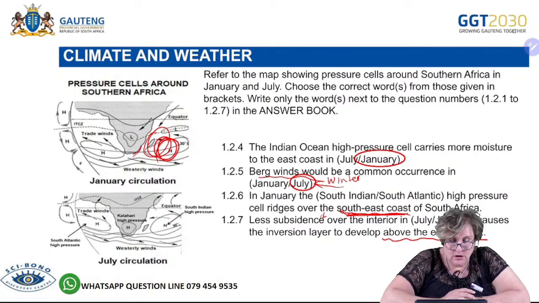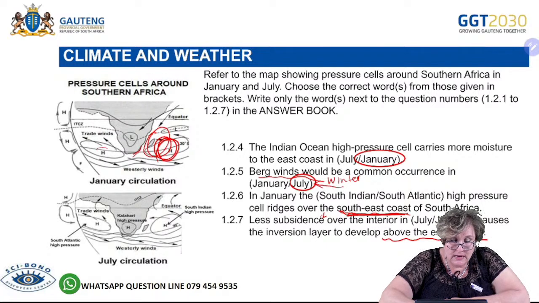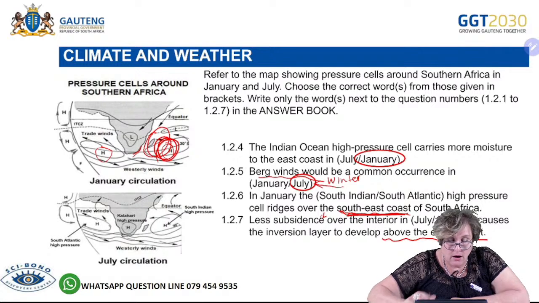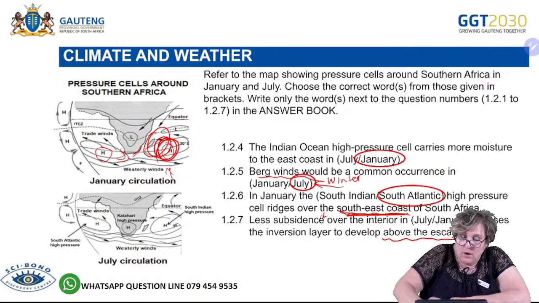Southeast coast. Okay, look at which one is it. Remember, this is the South Atlantic. That one is the South Indian. We are in January, so you have to look at that one. And it is the South Atlantic, and here you can see. Remember, what does it mean when we say it reaches in?